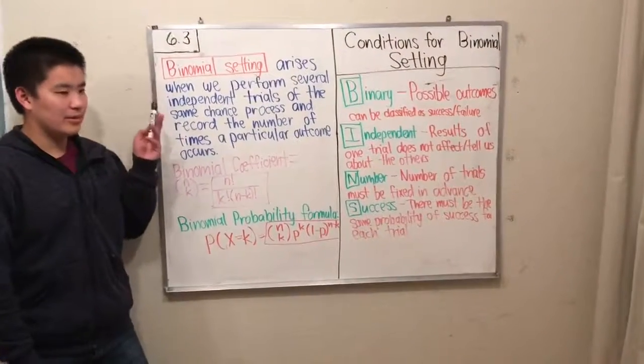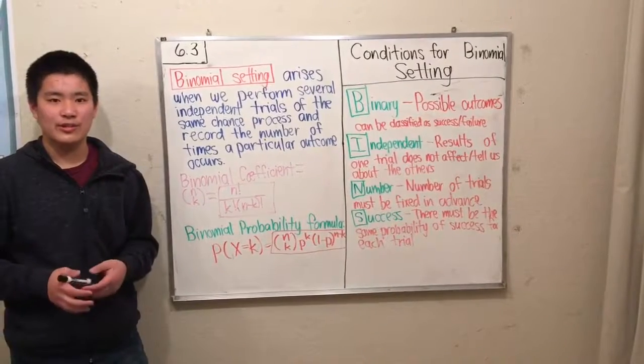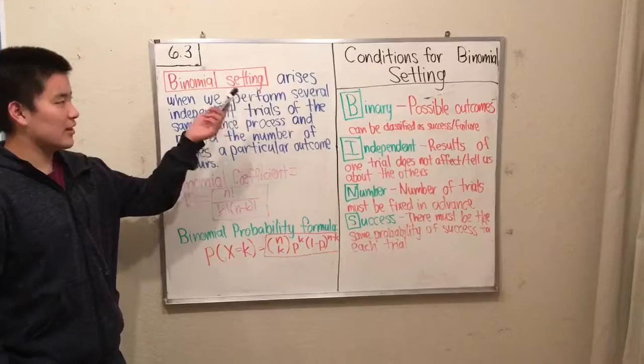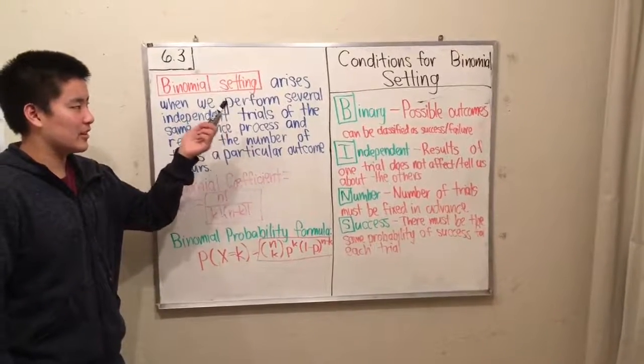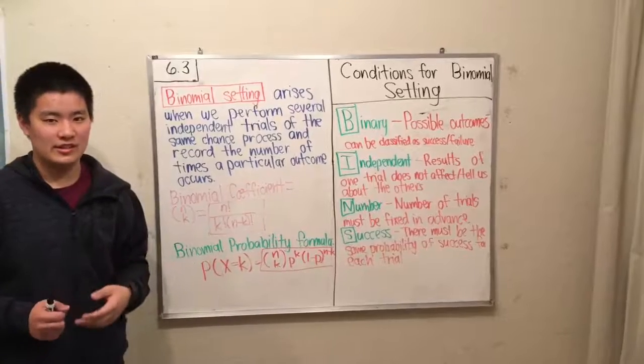A binomial setting arises when we perform a series of independent trials of the same chance process and record the number of successes for a particular outcome. There are several conditions that we have to check in order to use a binomial setting. B is for binary. The possible outcomes must be classified as a success or failure.